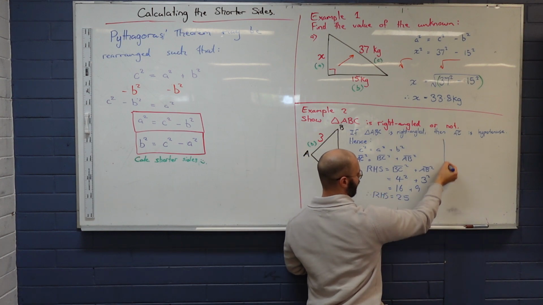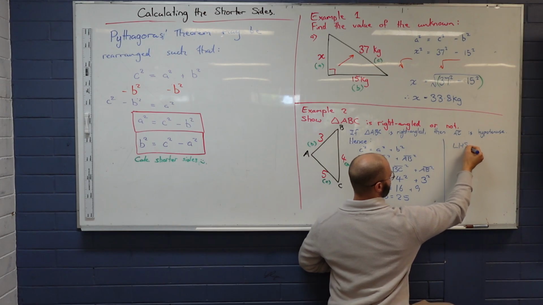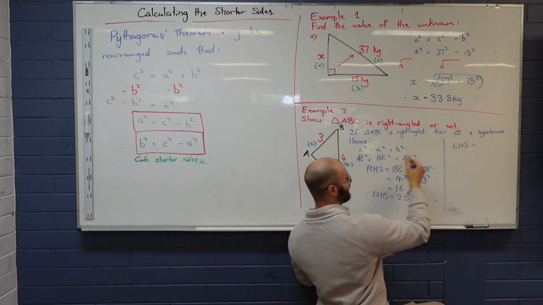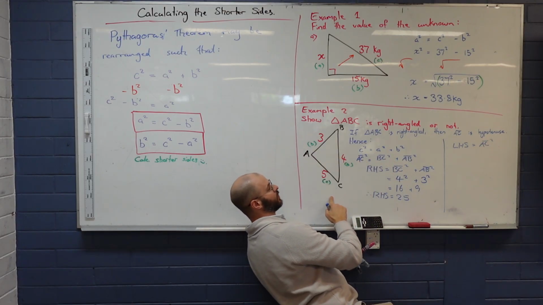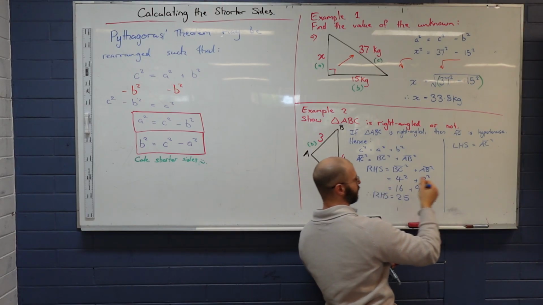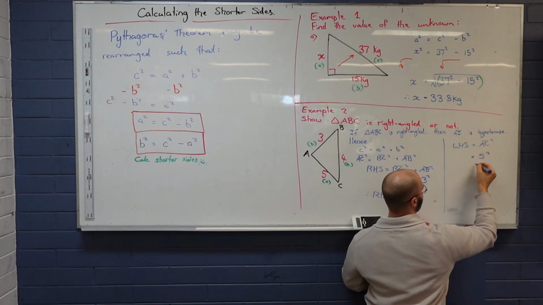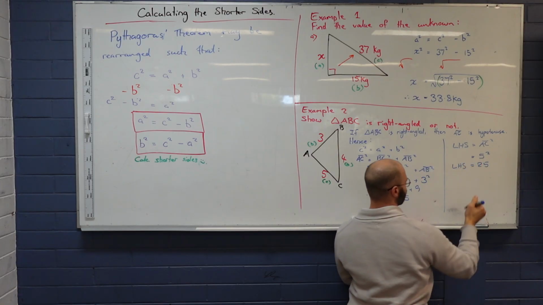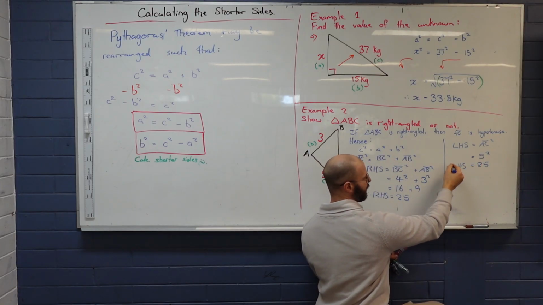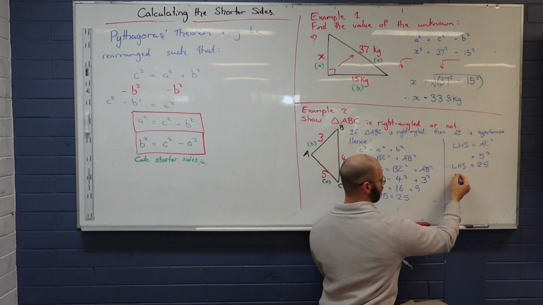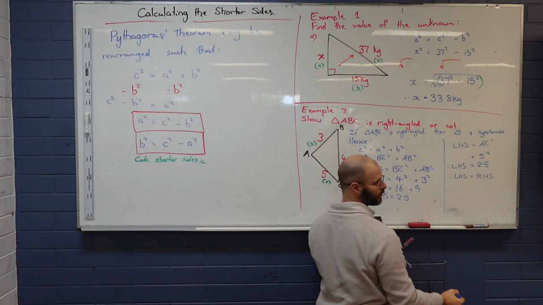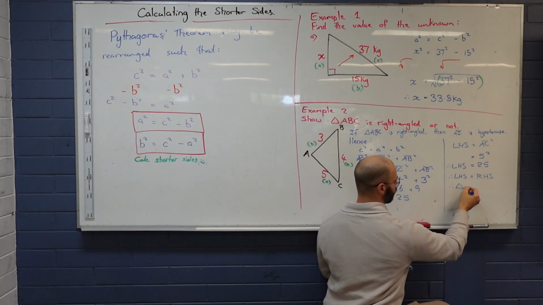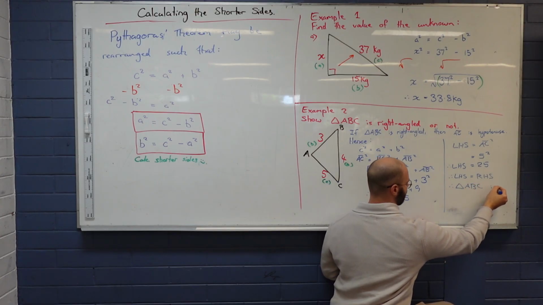What about our left hand side? Our left hand side is going to be AC. How long is AC? 5. So it's 5 squared. What's 5 squared? 25. And you see that the right hand side and the left hand side are equal. LHS is the same as RHS, or left hand side is the same as right hand side. Therefore, triangle ABC is right angled.